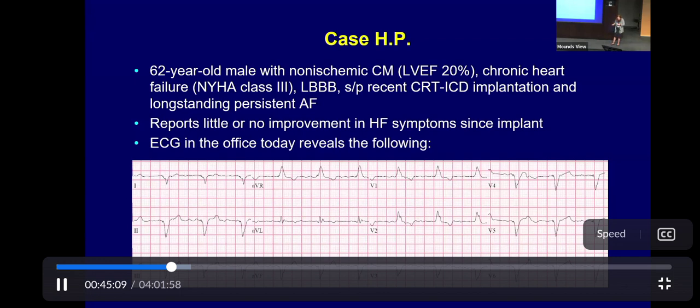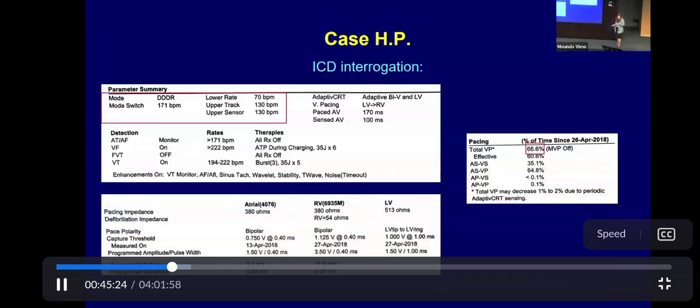So he had this EKG in the office, and I'm not sure if you can appreciate it, but there's certainly the right bundle pattern, a QS in V6 and lead 1. And then the underlying rhythm, you could just take a peek at what you think that is. His device was interrogated, and this is how it's programmed. This was an older device, so you can't program out an MVP for the CRT here, but 67% of the time the patient was pacing. So that's a lot.